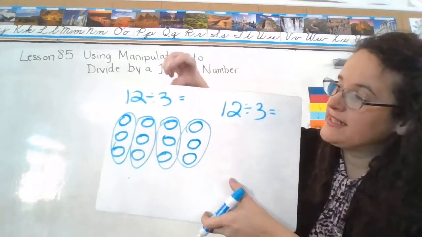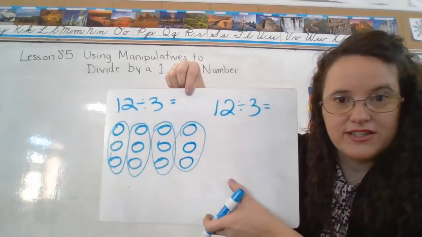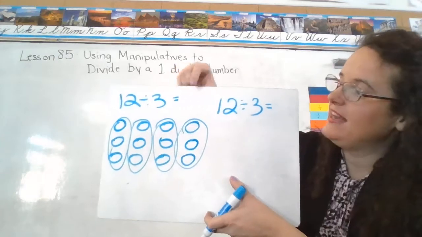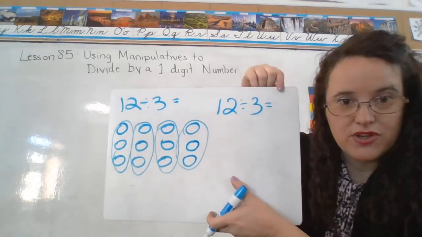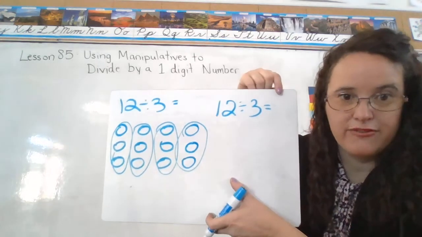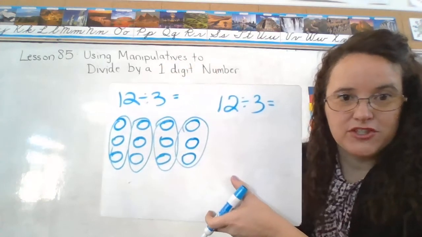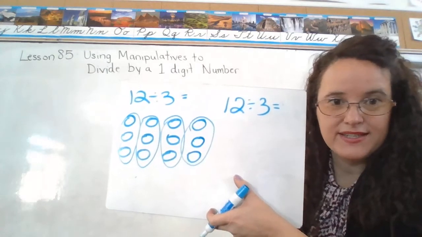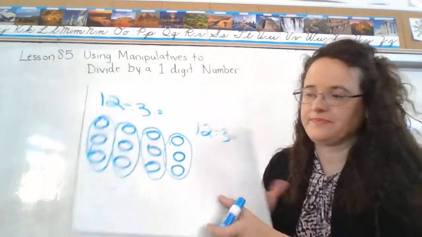What you need to know is if we're talking about 3 groups, then our answer is going to represent the number in each group. And if we're talking about 3 in each group, the answer is going to represent the number of groups. So the answer and this middle number in a division problem can flip-flop on what they represent, but we still do the division the same way.